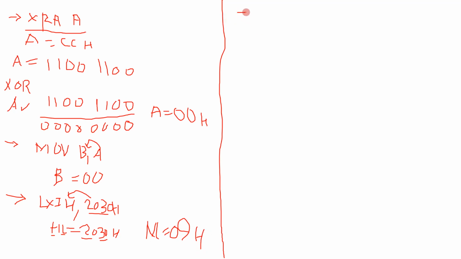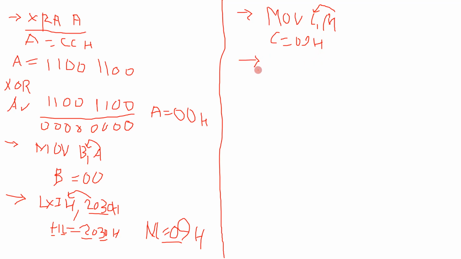The next instruction is MOV C, M. That means the contents of M will be copied into the C register. What is there in M? 09. So C will be 09.